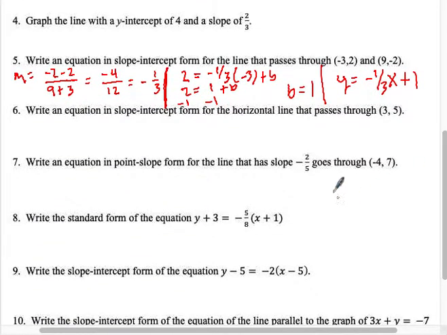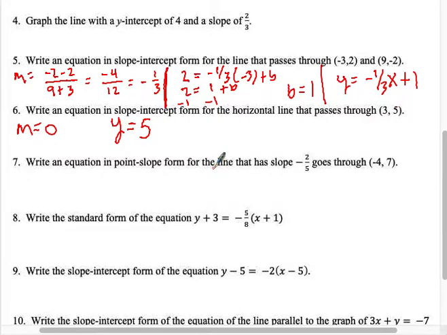Okay, number 6, write an equation in slope-intercept form for the horizontal line that passes through 3, 5. So what's going on here? You have a horizontal line, or in other words, the slope is 0. So the y value is going to stay the same. The y value will never change because my slope is 0. So what does the equation for the line look like if the slope is 0? Y equals 5. The 5 is the y value.